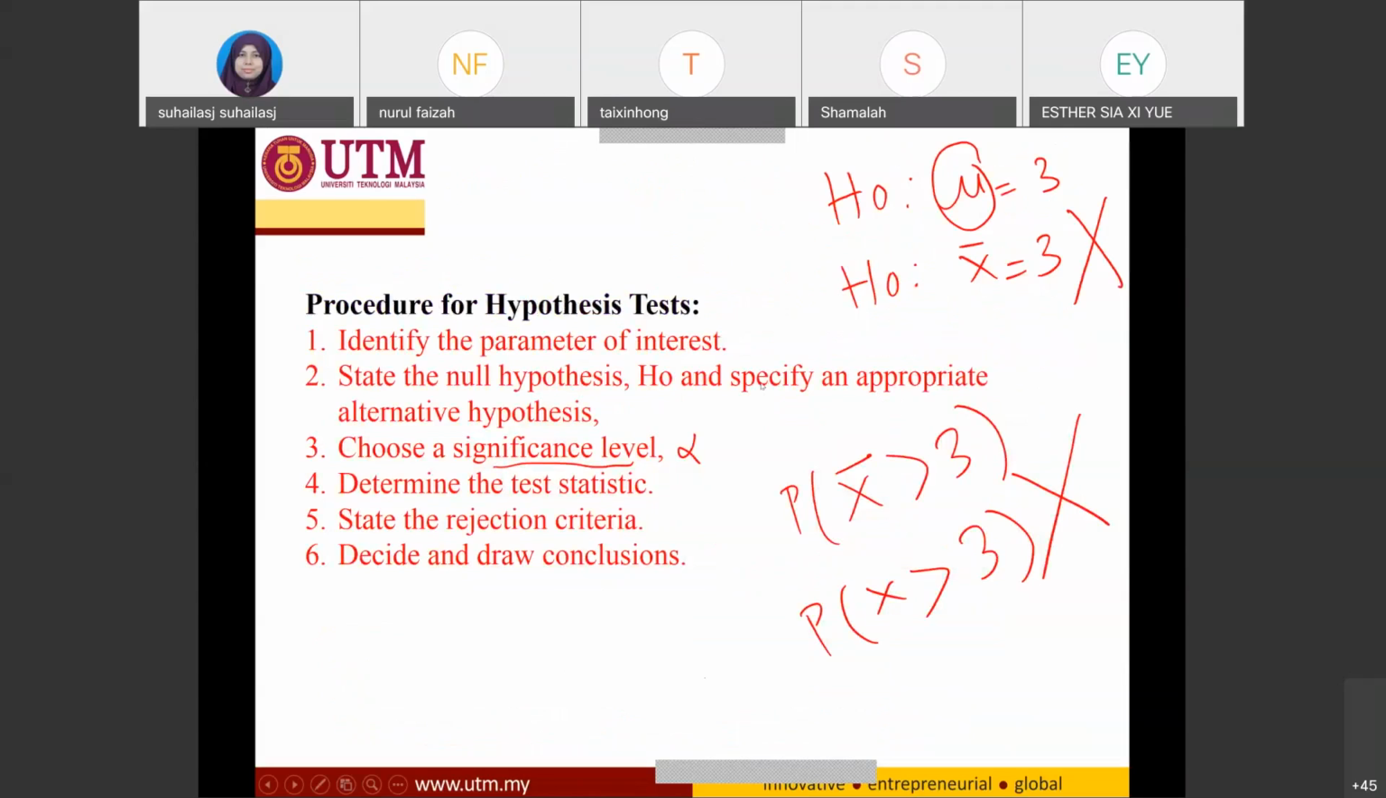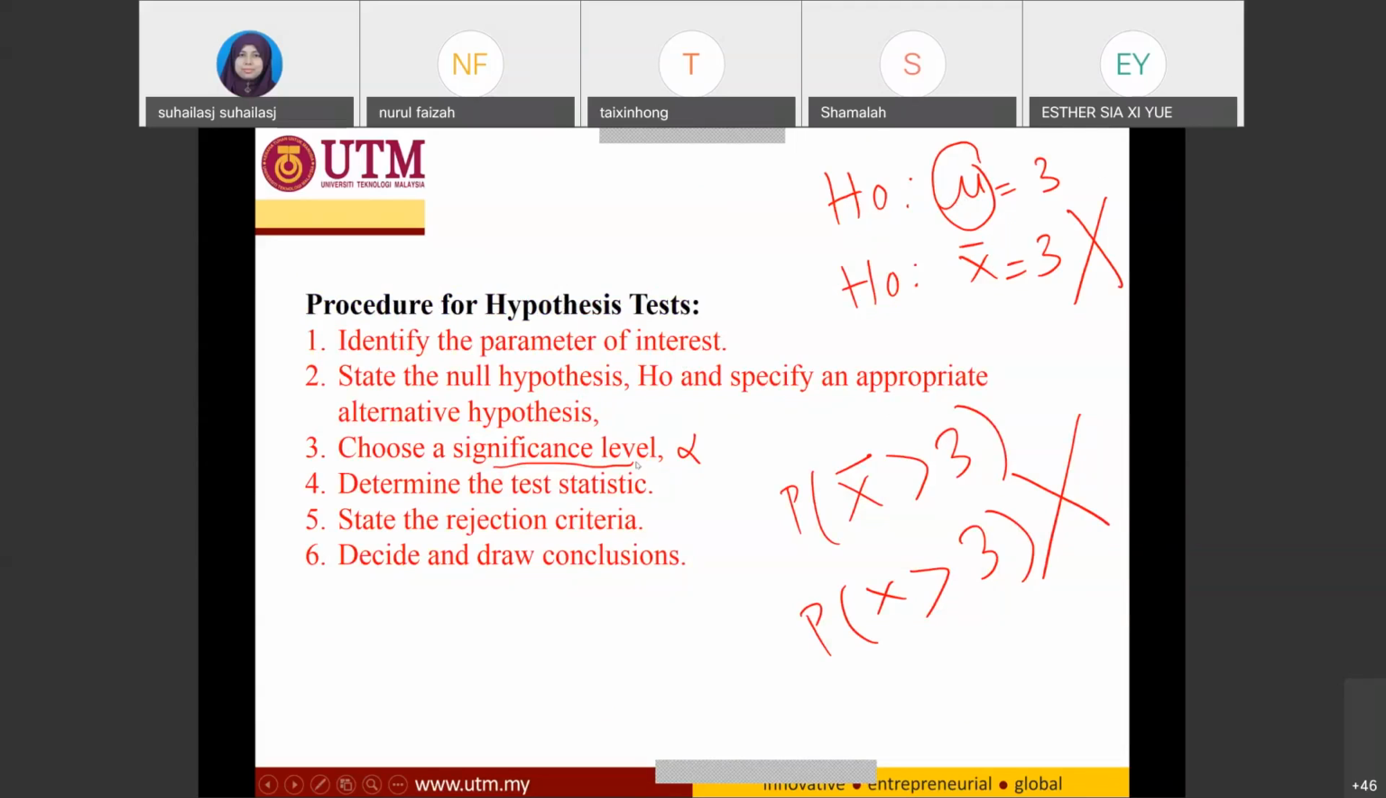So first, what we need to do is identify the parameter of interest. Normally for the mean, you write the parameter mu. You cannot write x bar, because what we want to test is the population parameter. Then you state your null and your alternative.